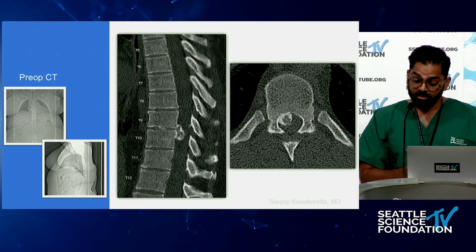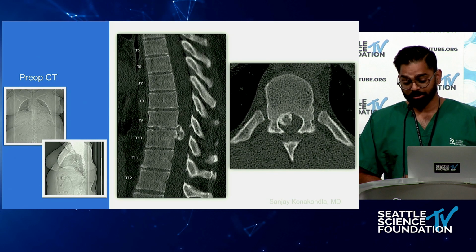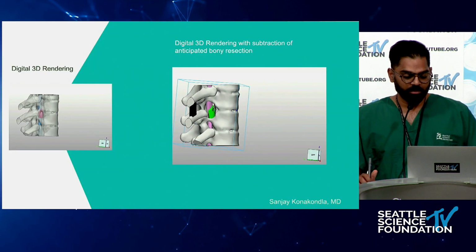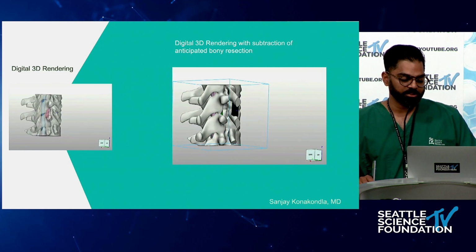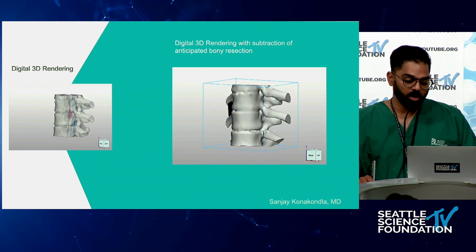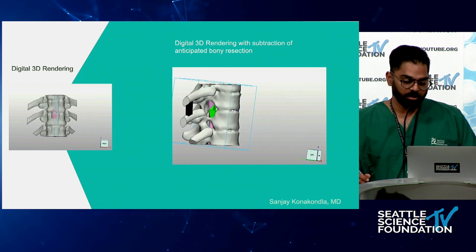The other thing that we're learning here is that it's medial to a pedicle, so we probably have to drill some pedicles off. This was earlier on. I wanted to sort of understand what we would have to do to get this disc out, so we digitally reconstructed that and subtracted the bone of the anticipated bone resection.